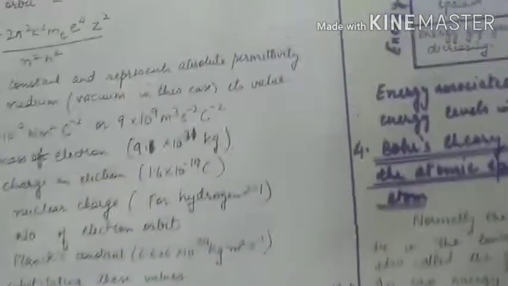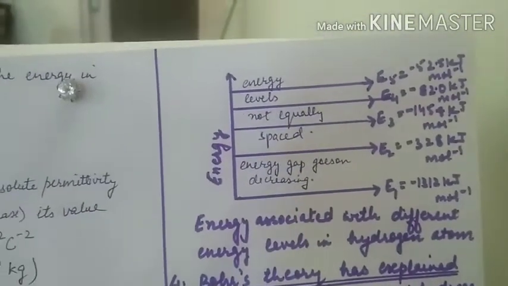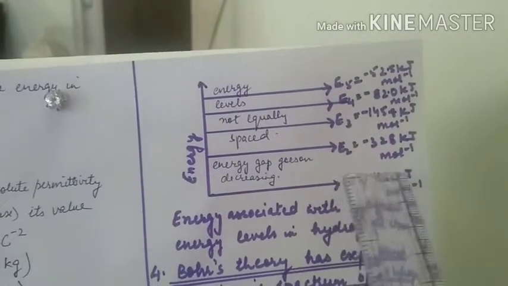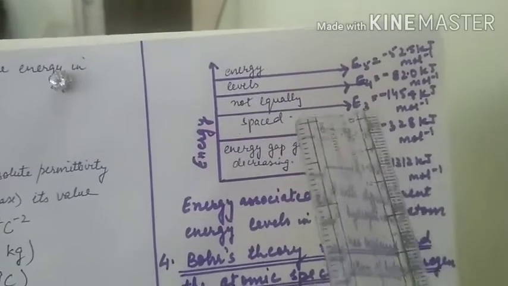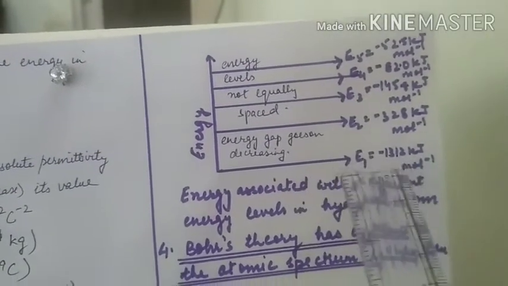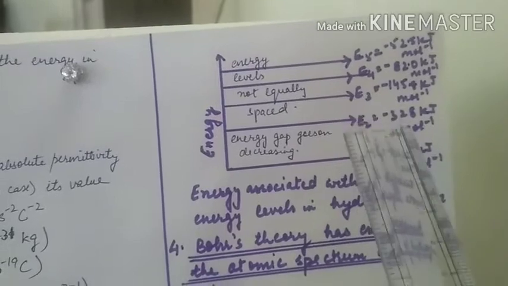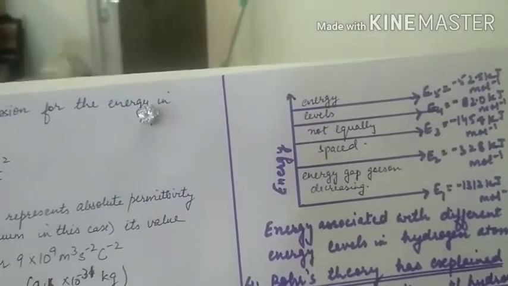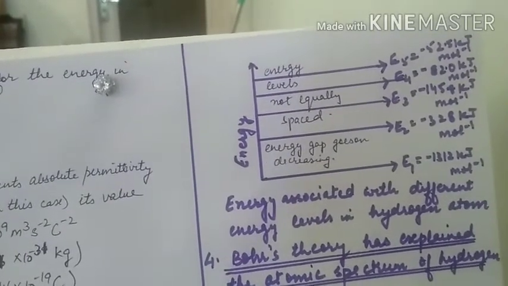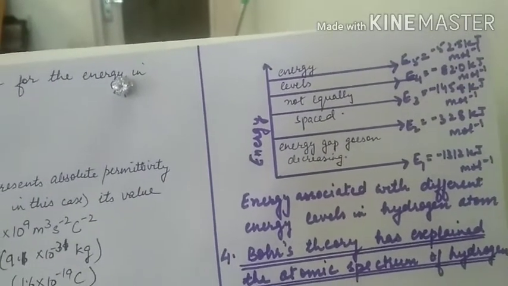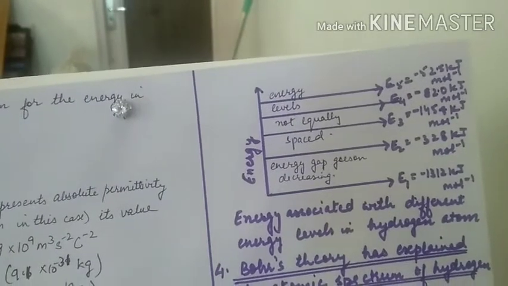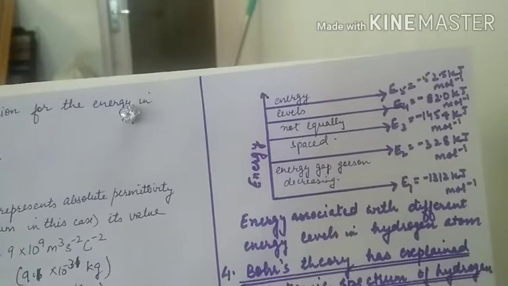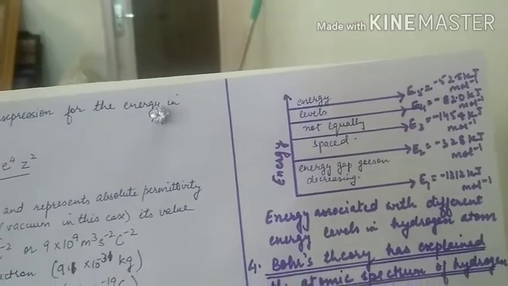So here is the diagram which shows that in the first energy level the value is minus 1312 kilojoules per mole. For the second level you divide this value by n square, that is 2 square, that is 4. So you get the value minus 328 kilojoules per mole. For the third it will be divided by 9, minus 145. For the fourth, divided by 16, minus 82. And for the fifth it will be divided by 25, so minus 52.45 kilojoules per mole.